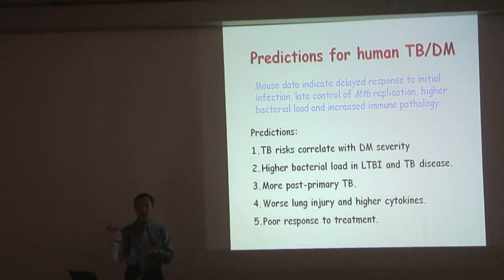And the way that we identify those patients clinically is that TB disease occurs in the lower lung zones. Reactivation of TB is typically in the upper lobes. Post-primary TB is typically in the lower lobes. And in fact, there is clinical evidence that there is more lower lung zone TB in diabetics. We might expect to see worse lung injury and higher cytokine levels in the diabetic hosts, and perhaps as a response of higher bacterial loads and maybe more inflammation, perhaps a poor response to treatment. And there again, there is some evidence that diabetic patients with TB clear the infection more slowly than non-diabetics.